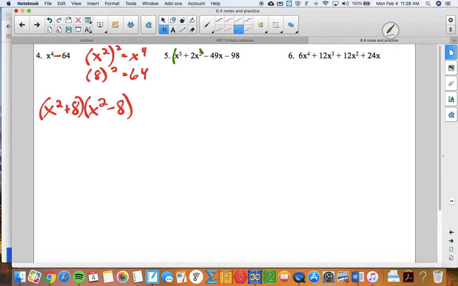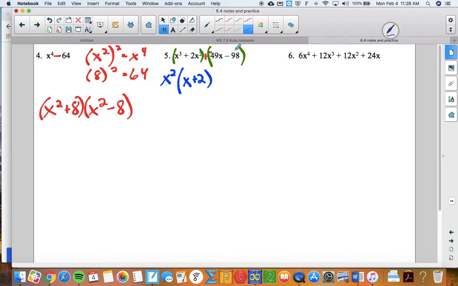So I'm going to hug the first 2 and I'm going to hug the last 2. Now when I hug the last 2, it's really important that if the third term is negative, that third term has a minus sign in the parentheses. So then we try to factor out the most that we can out of these first 2 terms. I can factor an x squared out of both. That leaves me with, inside, x plus 2.